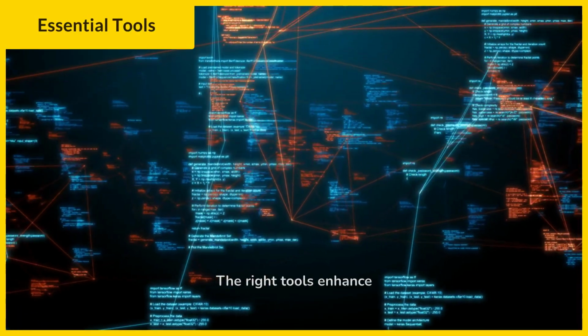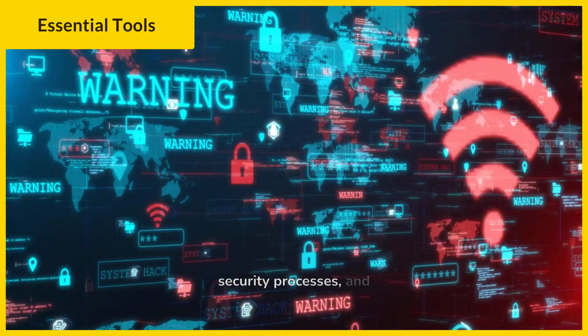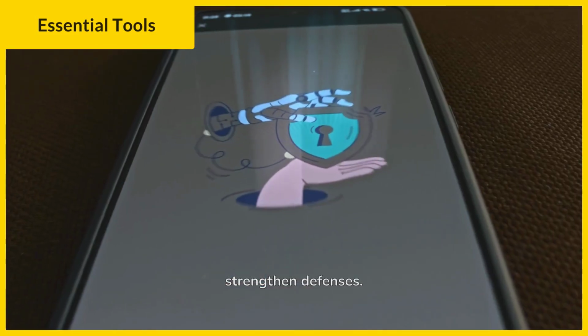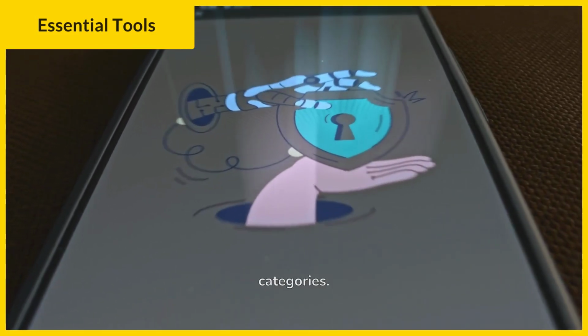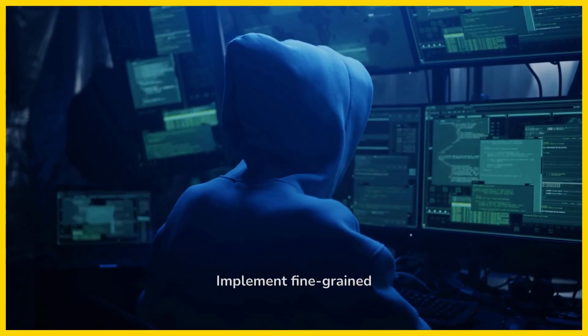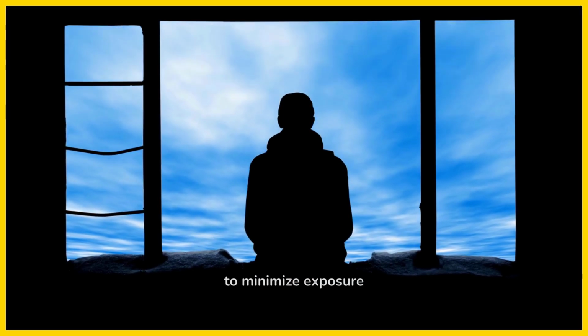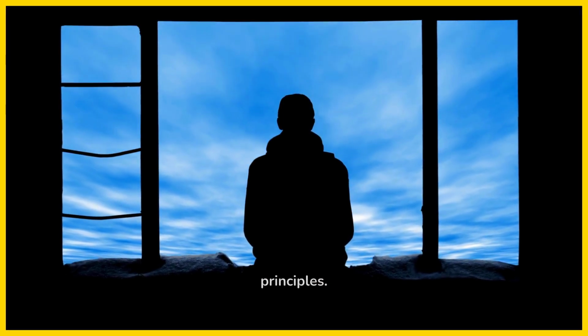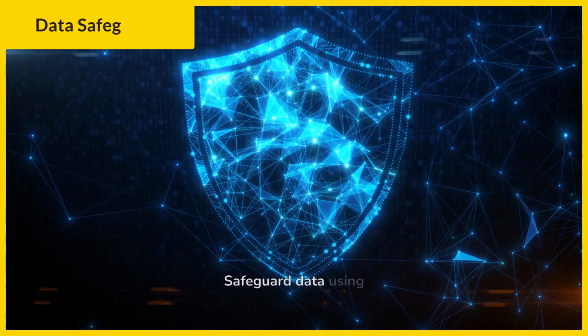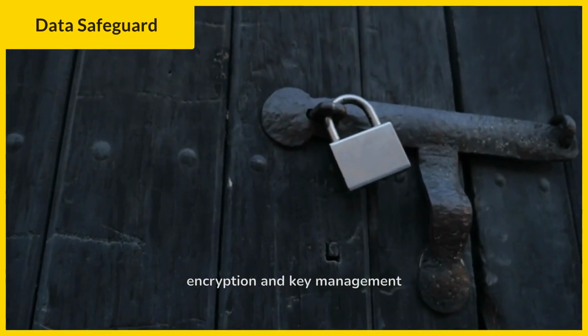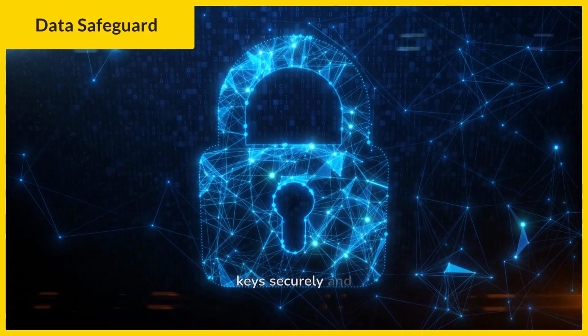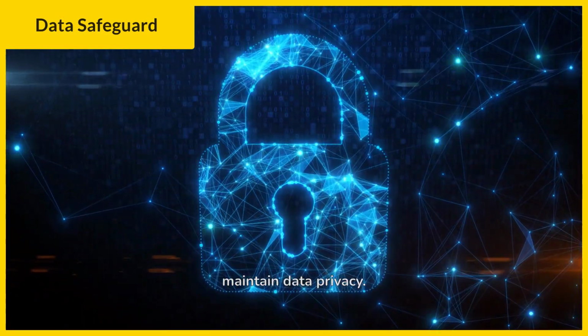The right tools enhance visibility, automate security processes, and strengthen defenses. Let's look at some essential categories. Implement fine-grained access controls using IAM solutions to minimize exposure and enforce least privilege principles. Safeguard data using encryption and key management services to handle encryption keys securely and maintain data privacy.